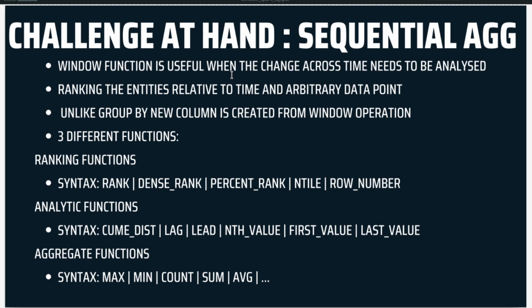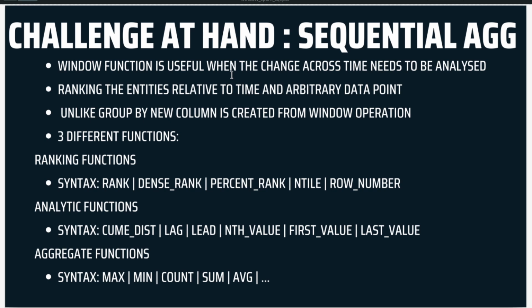Unlike group by, a new column that is created by a window operation can coexist along with the existing data. So you don't need to completely drop the columns that you are not aggregating on. So these are some of the solutions that window functions provide in Spark SQL.